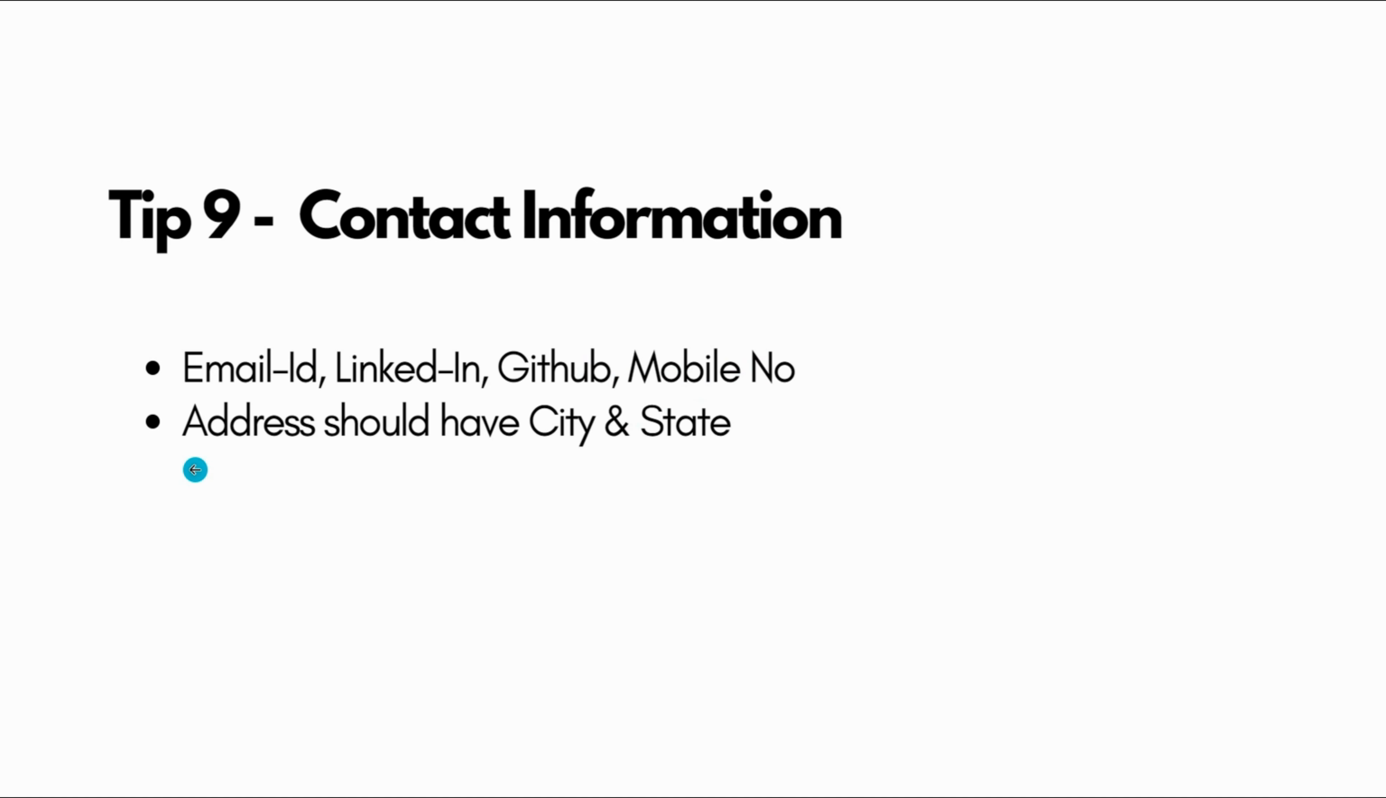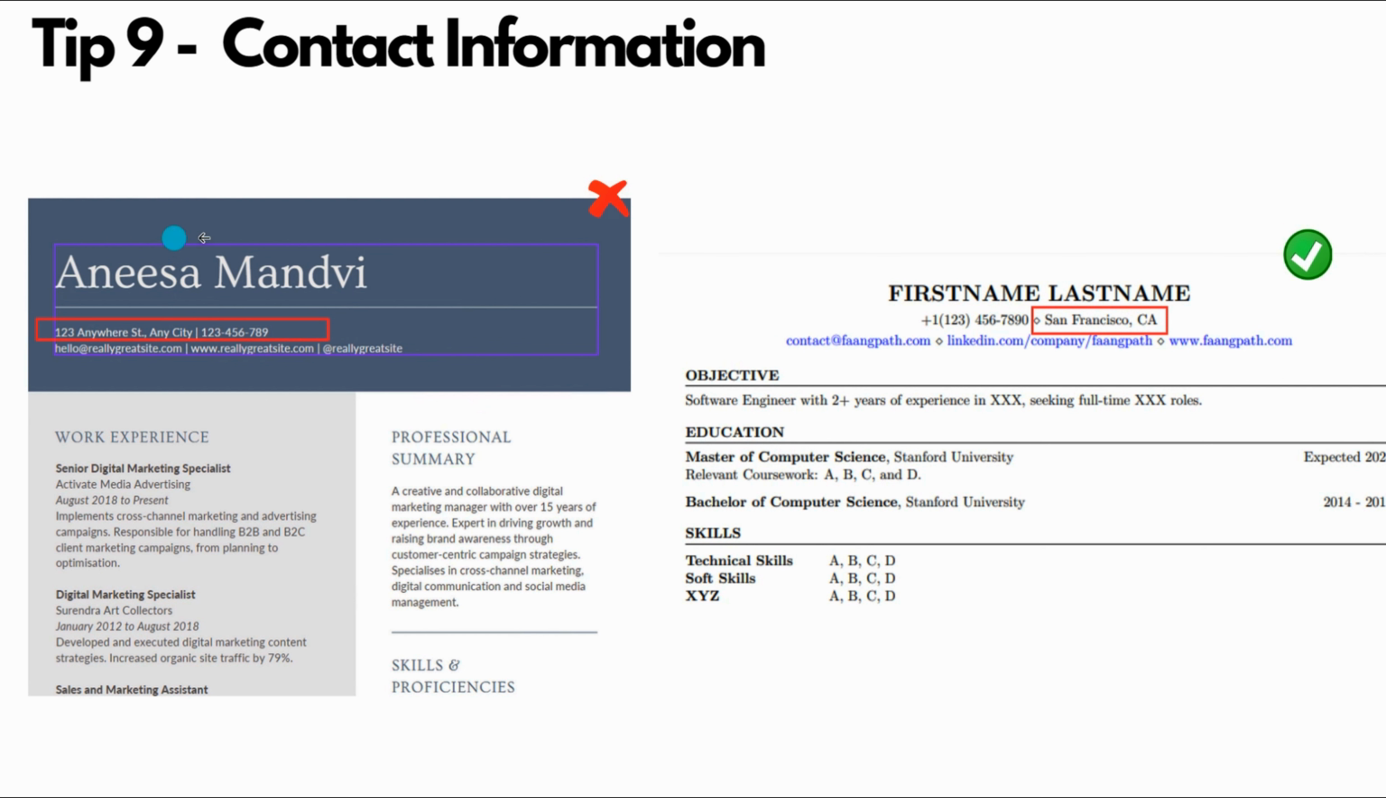Along with this, when you are mentioning your address, then your address should only have your city, state, and the country name. Let's see one example of this. There is one example of a resume where they have exactly mentioned where they belong, the street number, the flat number, and then city and most of the things. But that is not required.